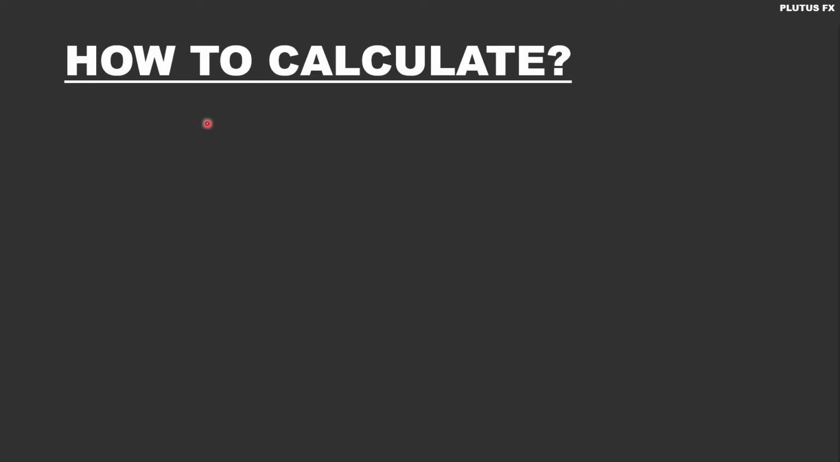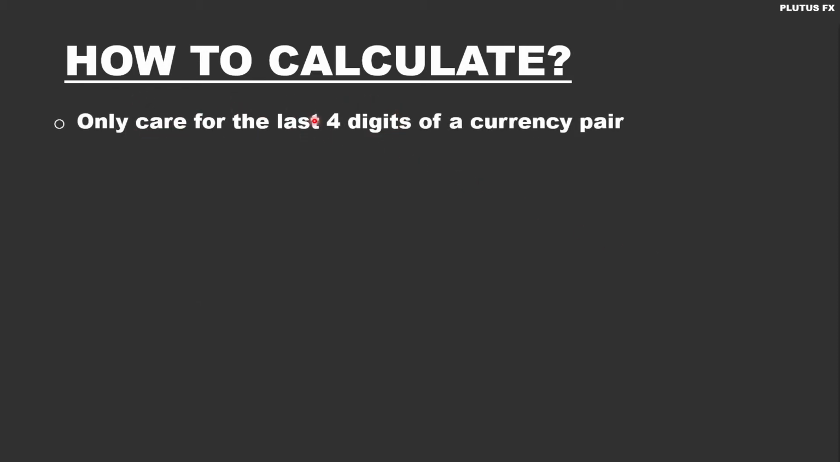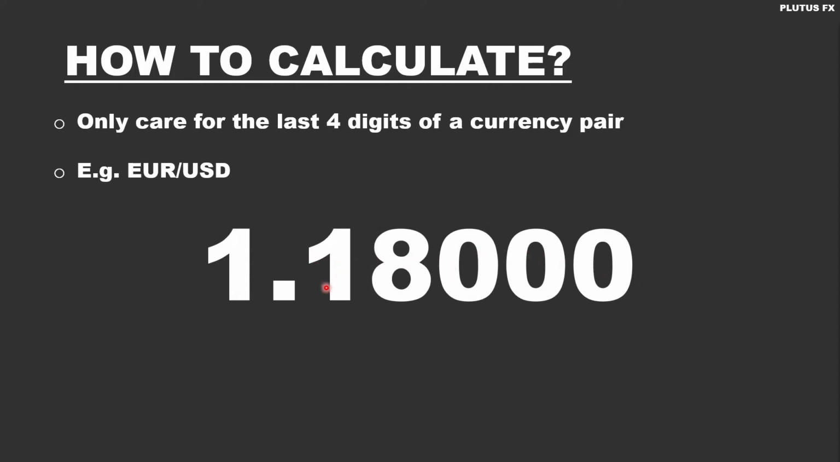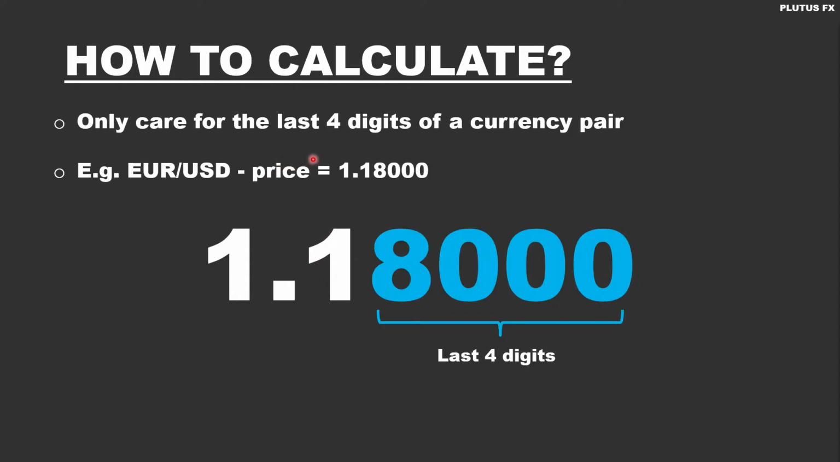Okay, so actually moving on to how to calculate the pips, we're only caring for the last four digits, as I said before, of a currency pair, only the last four digits. So for example, we have Euro USD at 1.18 thousand. That's how I'd say it, 1.18 thousand. So the original price is 1.18 thousand. As you can see, these are the last four digits right here. They're the only ones we care about. So 8,000 is the last four digits.